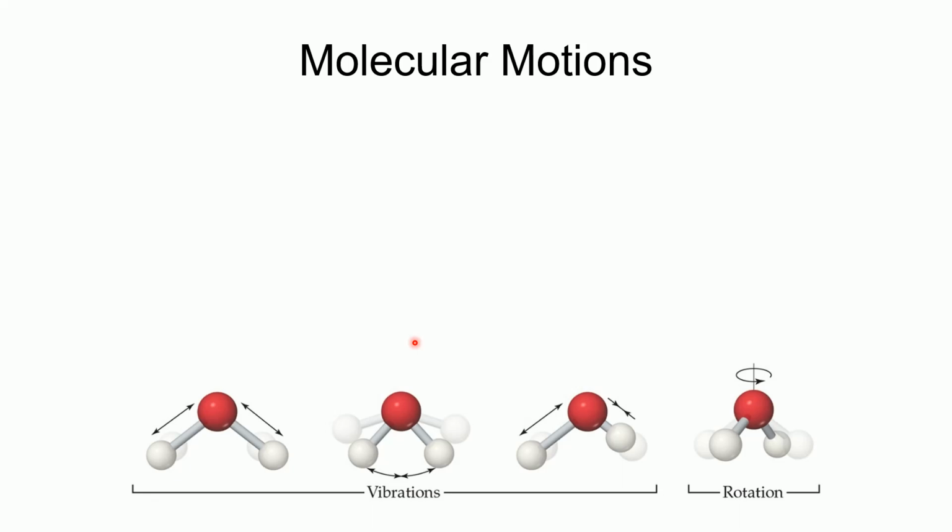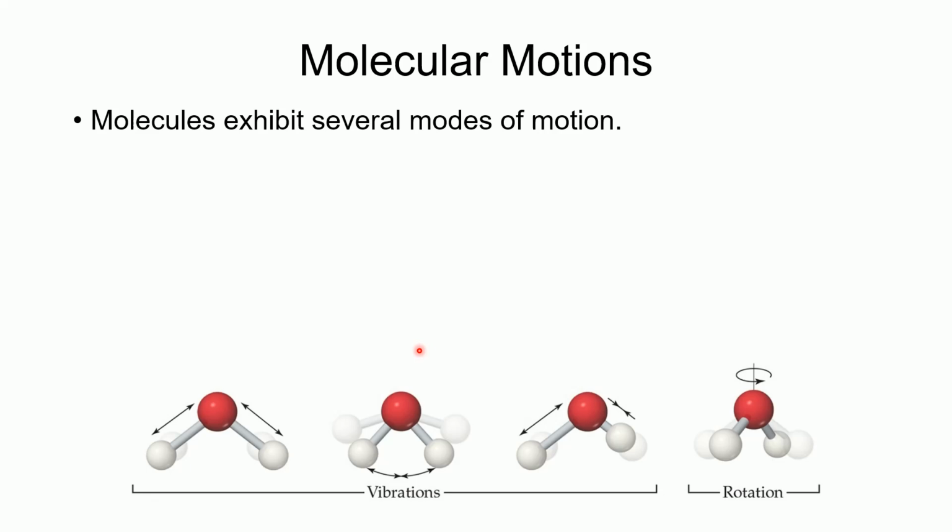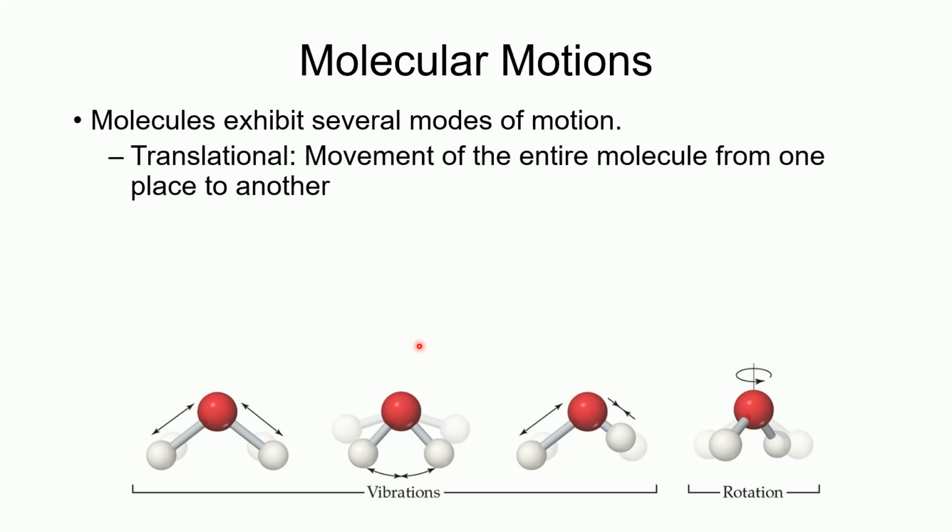So let's look at how we can store energy in molecules. What are the different ways that we can store energy in a molecule? Well, we're talking about kinetic energy. How can we store kinetic energy in a molecule? We need to look at the different ways that molecules move. One way is called translational motion, where molecules are moving in a straight line and eventually will bump into something else. It's movement of the entire molecule from one place to another. Well, we can put energy into a molecule that way.